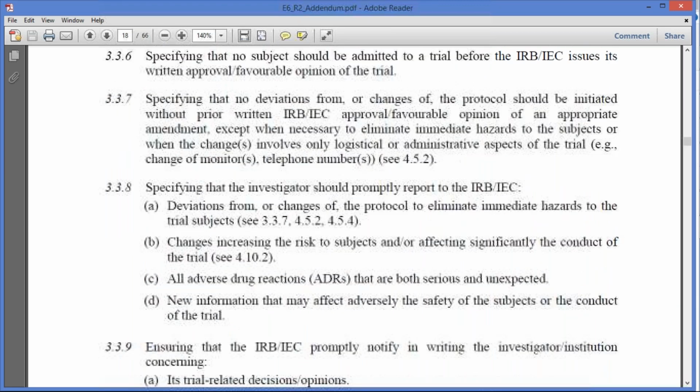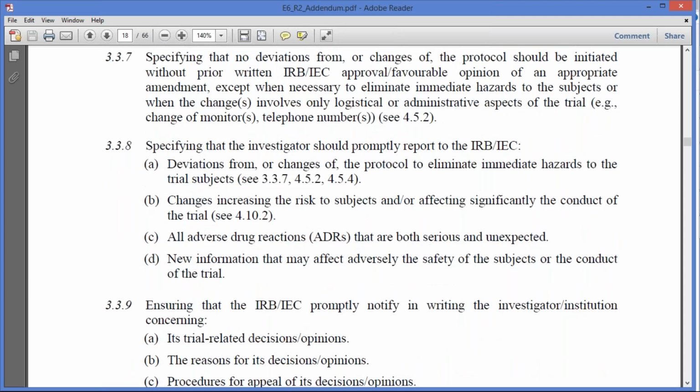And IRB specifying that the investigator should promptly report to the IRB. That means not only the head of the institution, but even from the site, the investigator will be responsible for informing about these deviations of protocol implemented to eliminate immediate hazards to the subject.